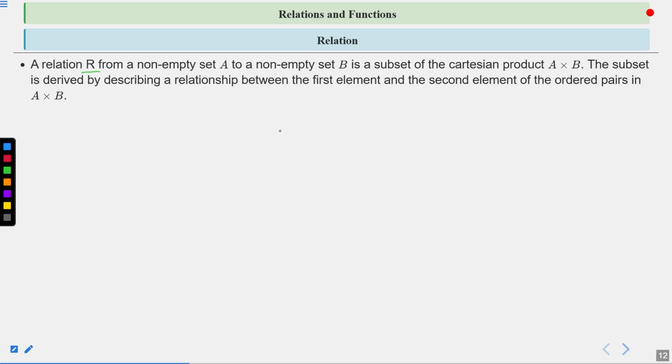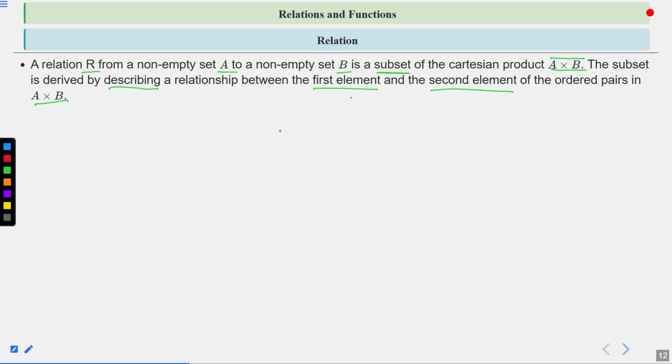Now a relation R from a non-empty set A to a non-empty set B is a subset of the Cartesian product A cross B. The subset is derived by describing a relationship between the first element and the second element of the ordered pairs in A cross B. So first of all, your relation must be a subset of the Cartesian product A cross B, and the relationship between the A element and the B element of the pair must be derived by describing the relationship between the first and the second element.